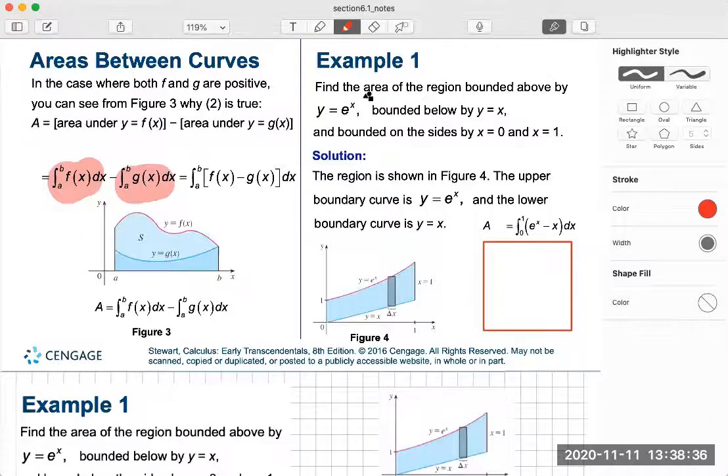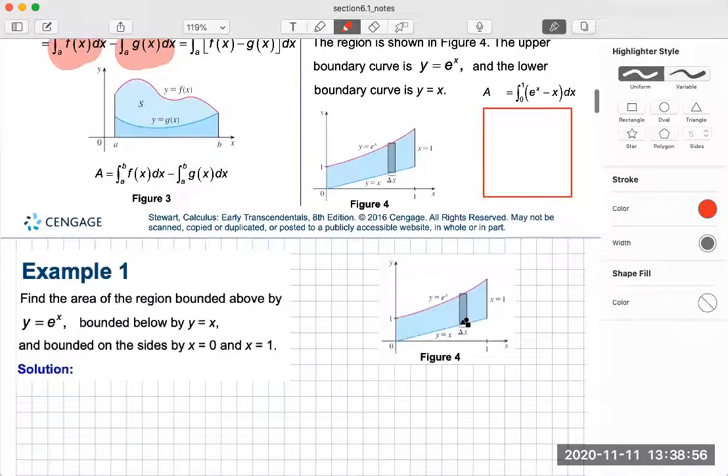And now the first example, find the area of the region bounded by the curve y is equal to e to the x and the curve y is equal to x. And the limit is when x is from 0 to 1. So when you plot the two curves, we see that the area we are computing is this guy, right?